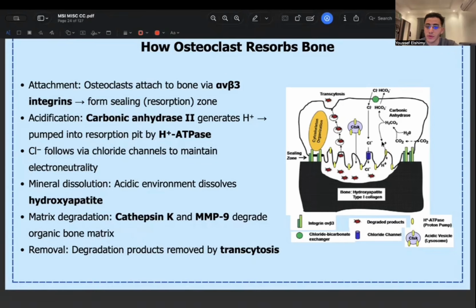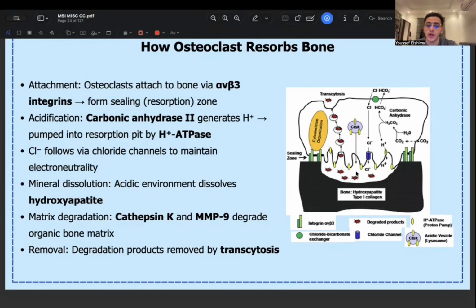But let's talk now about the hydrogen ions. Once hydrogen ions are formed, they are pumped into the resorption pit by the hydrogen ATPase pump. And to maintain electroneutrality, chloride is also pumped into the resorption pit. So now we have hydrogen chloride, which is acid. And you know, an acidic medium favors bone resorption, and it leads to the dissolving of the hydroxyapatite. So now we have acid in the resorption pit.